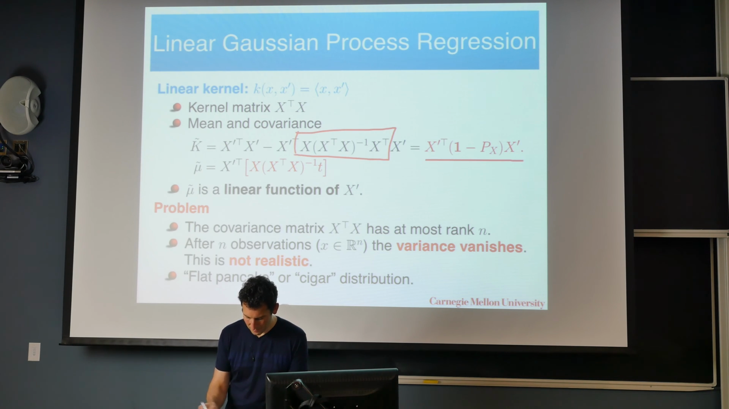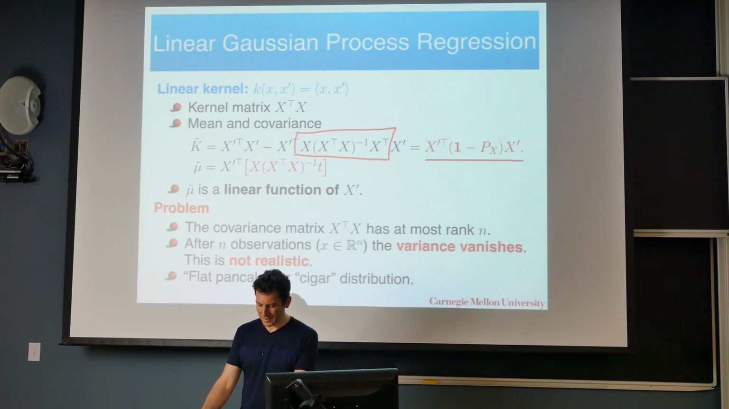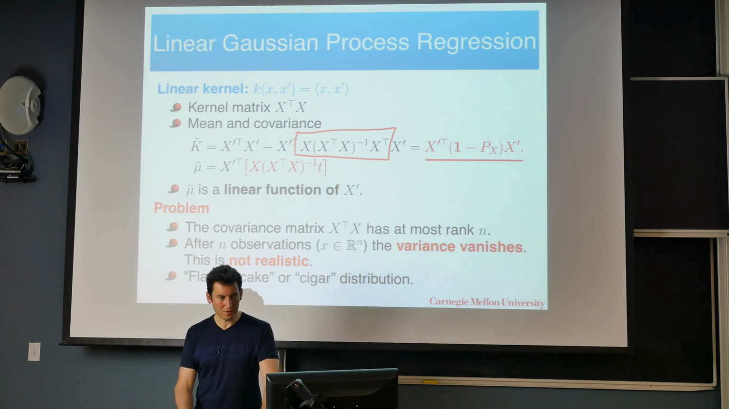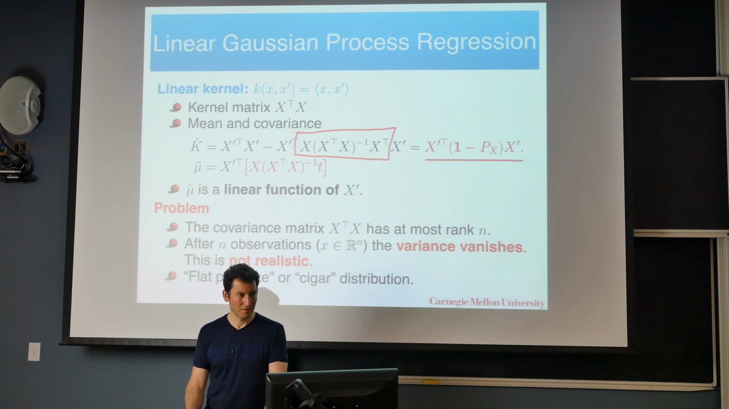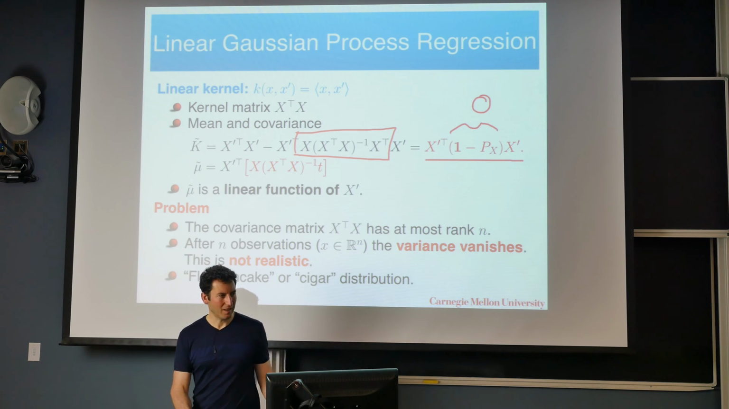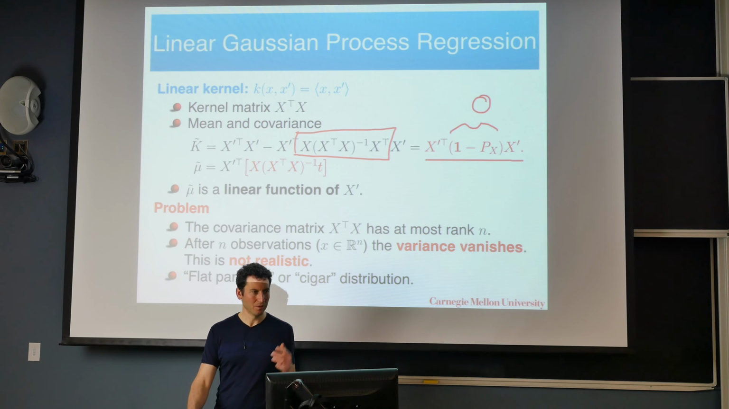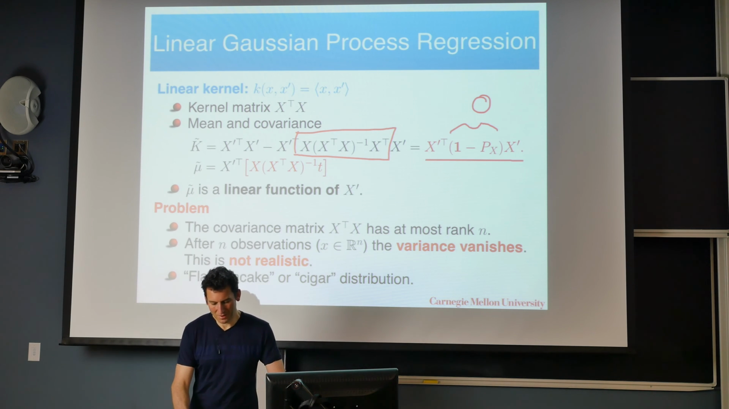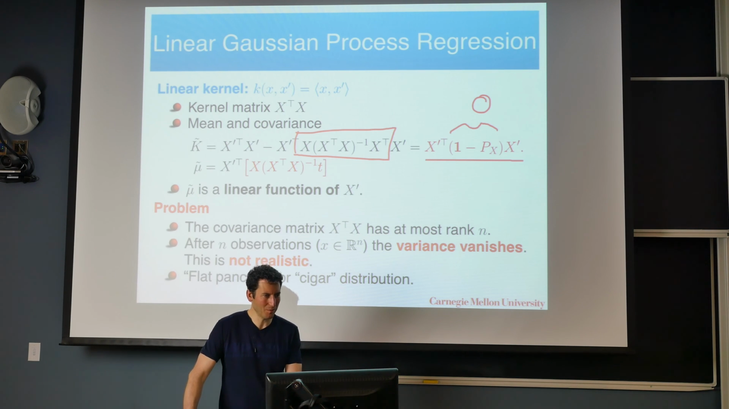And that is nothing else than a projector onto the space spanned by X. So the bad thing is that, once I have enough X's such that they span the entire space, then this thing here can become 0. In other words, I then proclaim that I will know with certainty what my next observations are going to be. That is stupid, right? Because this is just supreme overconfidence.